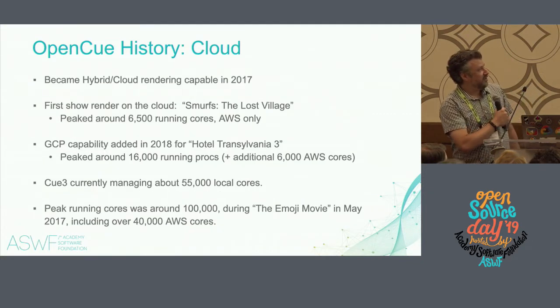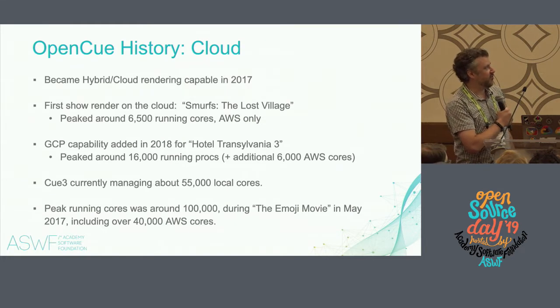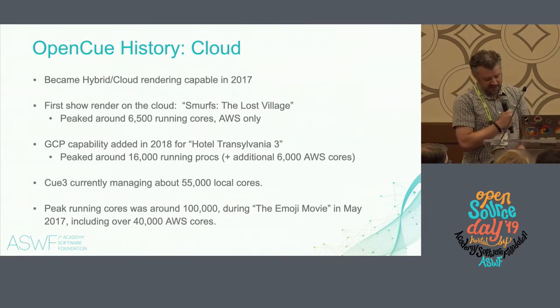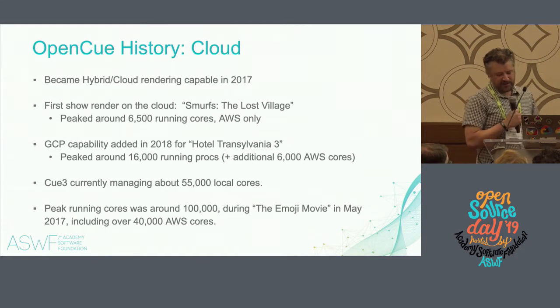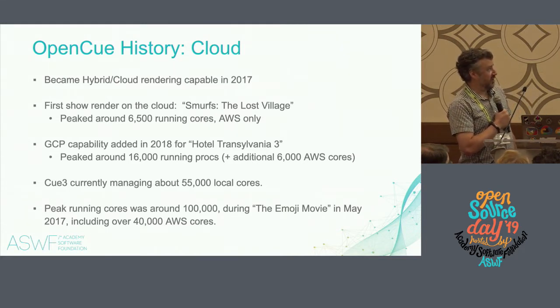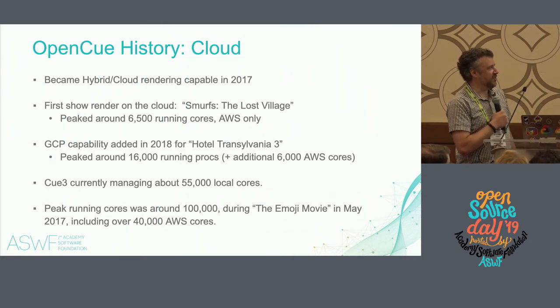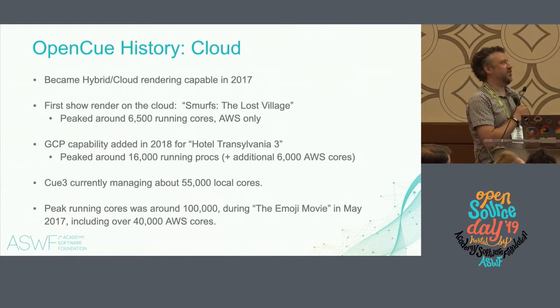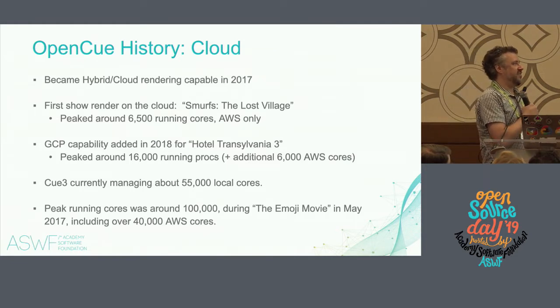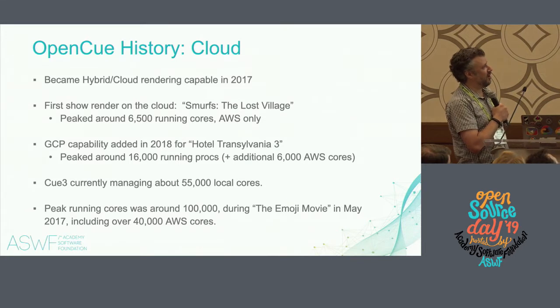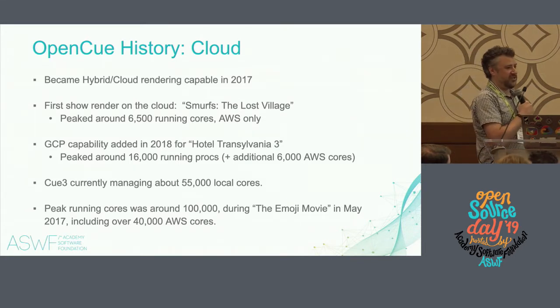And so some of the more recent improvements we've had have been adding cloud capability to Q3. The first cloud rendering that we were able to do with Q3 was in 2017. That was during Smurfs: The Lost Village. And that was entirely on AWS cores, and it peaked around 6,500 running on that. And it was about a year later that we then added GCP capability, Google Cloud, to the queue and to our software that integrates everything. And on Hotel Transylvania 3, which was the first to actually take advantage of Google Cloud processing, we peaked at about 16,000 running cores of the Google cores themselves, and that was still in addition to another 6,000 running Amazon cores.